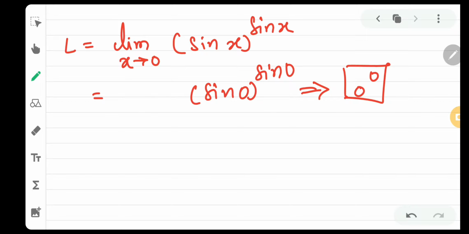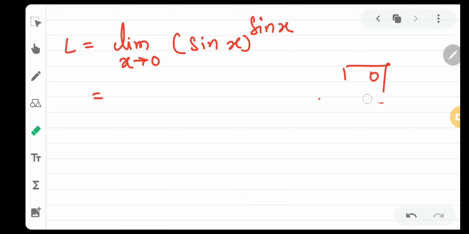Now, how to solve such kind of limits? Such kind of limits have one basic problem, and that is the power. How do we get rid of powers? Very easy. We take logarithms on both sides. So, let us take log on both sides.